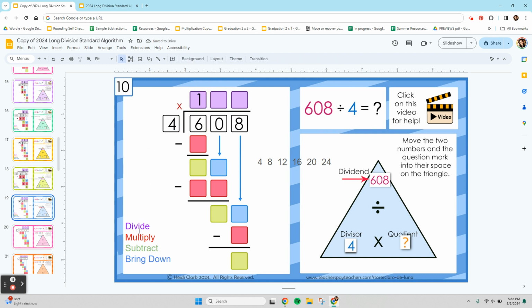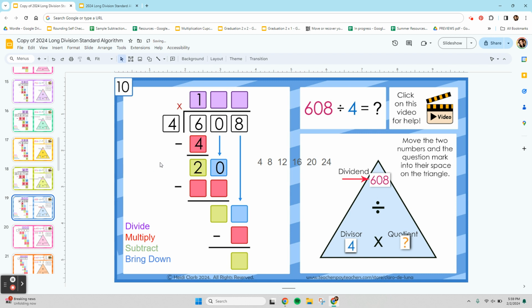That's our division. Now we're going to multiply. The last thing that you touched, which was that 1, right back down with the 4. 1 times 4 equals 4. The next step is to subtract. 6 minus 4 is 2. Now we're going to bring down the 0.